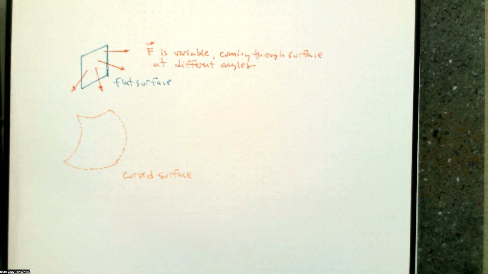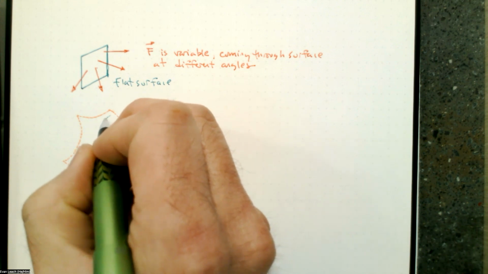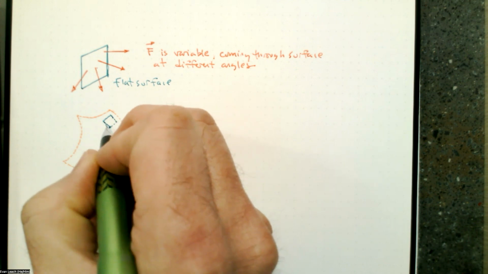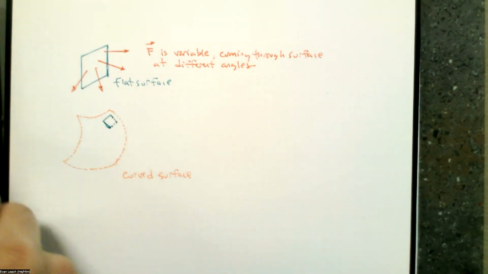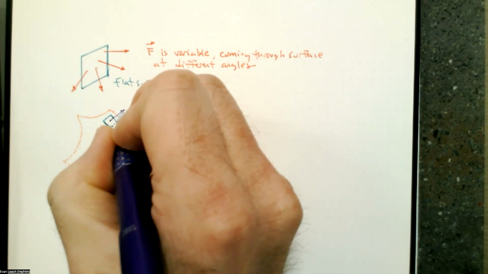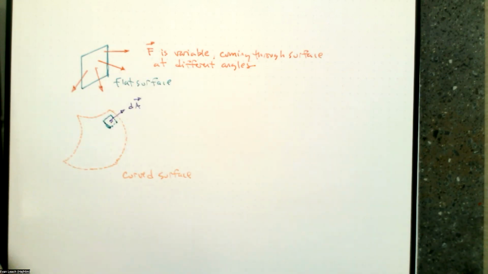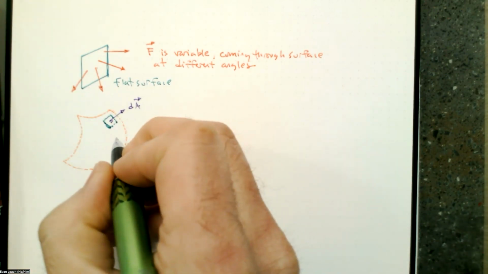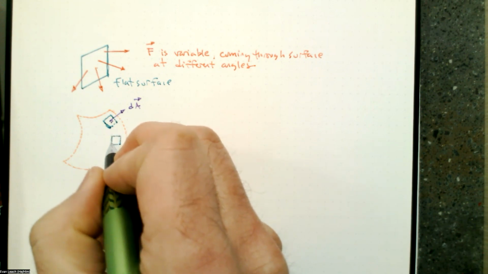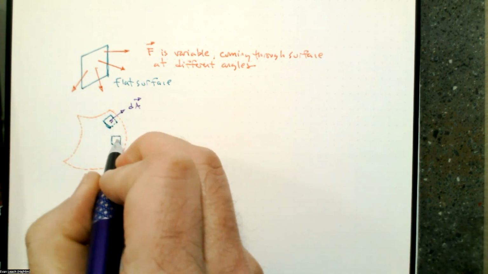We're going to make things constant in small pieces. So here, I'm going to say this little patch I'm going to describe with one vector. I'm going to grab a normal vector. And then here, I'm going to grab another patch on the surface, and I'm going to describe that whole patch with a normal vector.